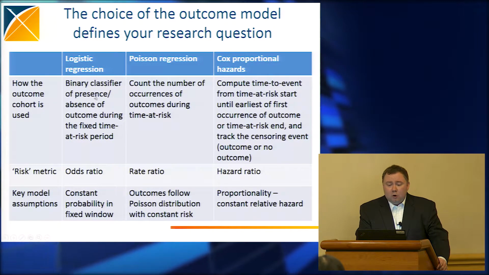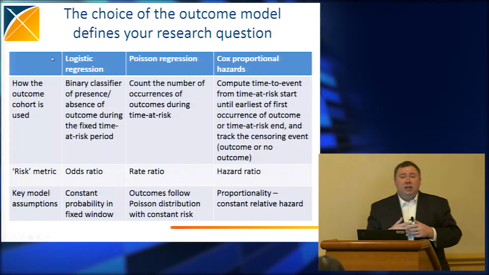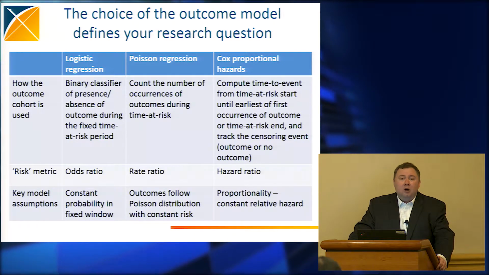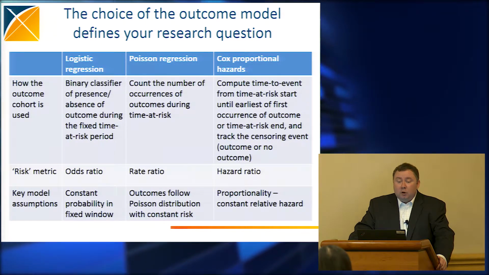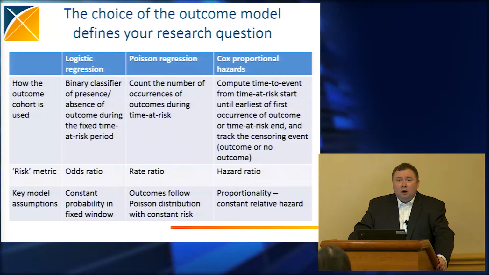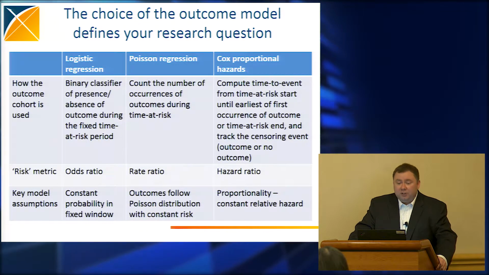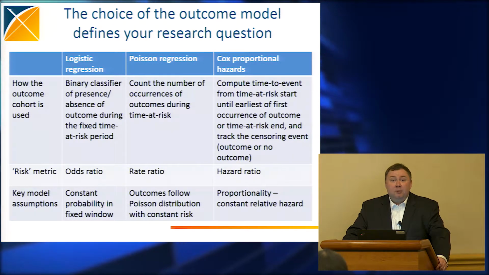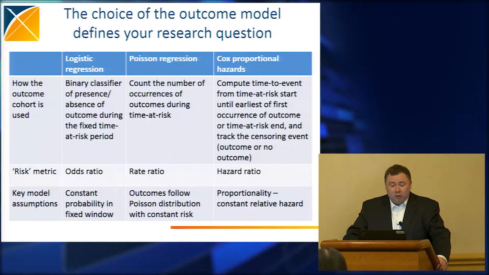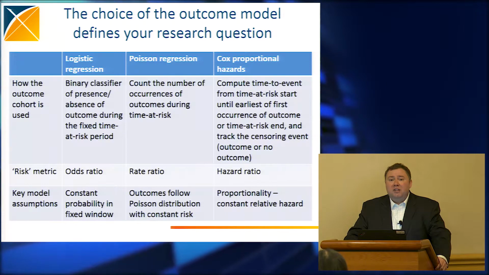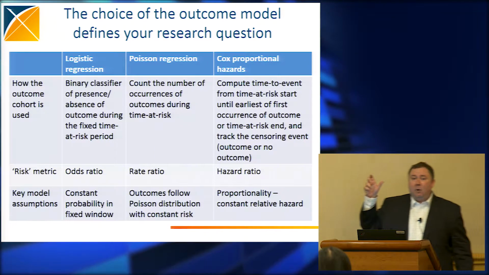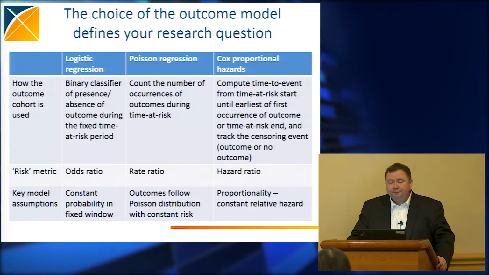So for a logistic regression, you're doing a binary classifier of the presence or absence of an outcome during a fixed time at risk period. So if you're interested in answering a question of comparing some target group versus some comparator group and whether or not those groups just have an outright difference in the presence of some outcome, a logistic regression can work and you get some sort of an output, which would be an odds ratio. The challenge here is that every person has a fixed defined time period because you only have the information about whether or not that outcome was experienced.